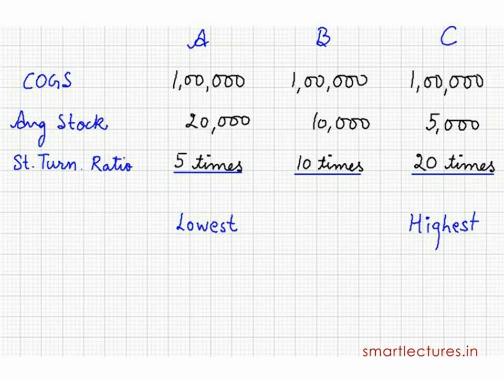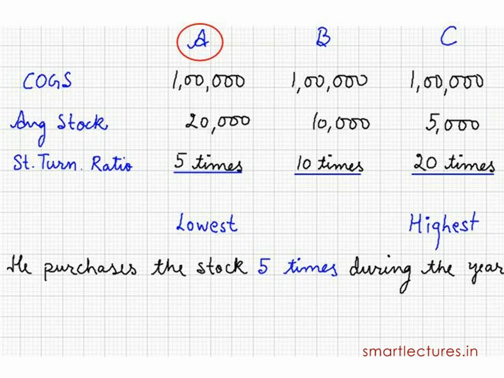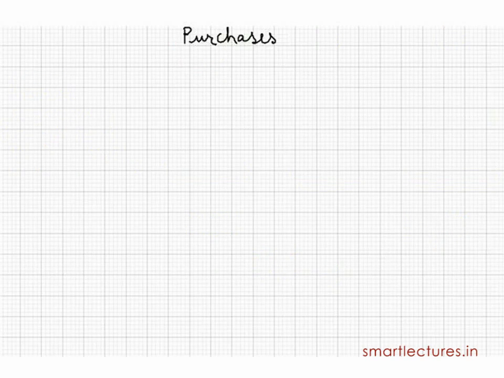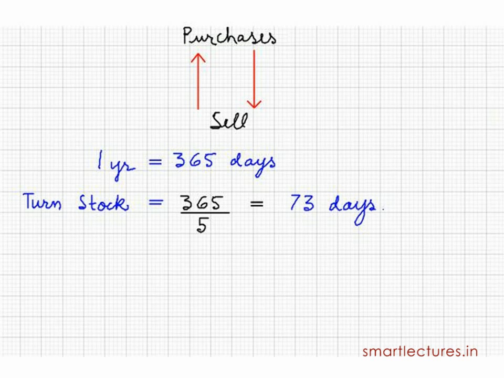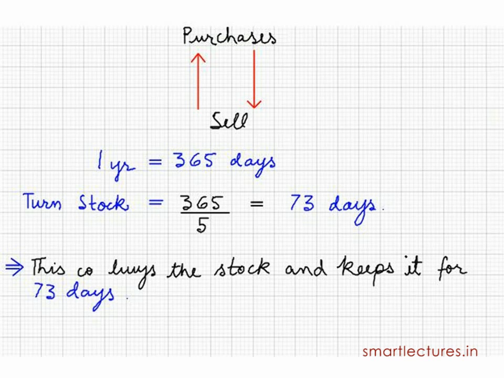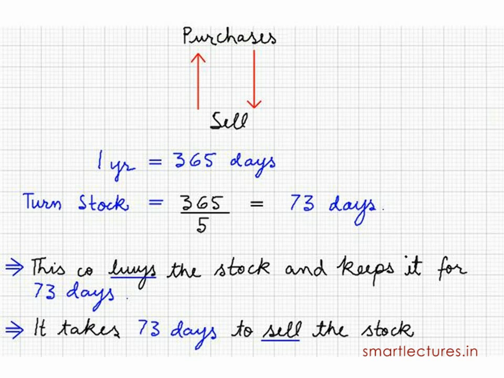It means if A has got a stock turnover ratio of 5 times, it purchases the stock 5 times during the year, and then keeps on selling the stock. When the stock is finished, then he buys fresh stock and then starts selling. In this way, he turns the stock 5 times. You know, in 1 year there are 365 days. And company A turns the stock 5 times. It means 365 upon 5, 73 days. So the meaning of stock turnover ratio of 5 times for company A is that this company buys stock and keeps it for 73 days. Means it takes 73 days to sell the stock.